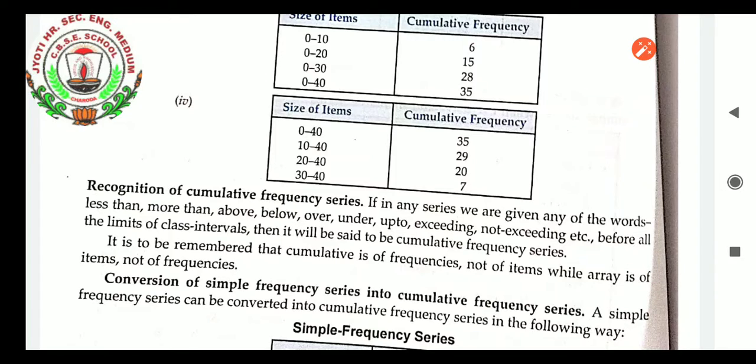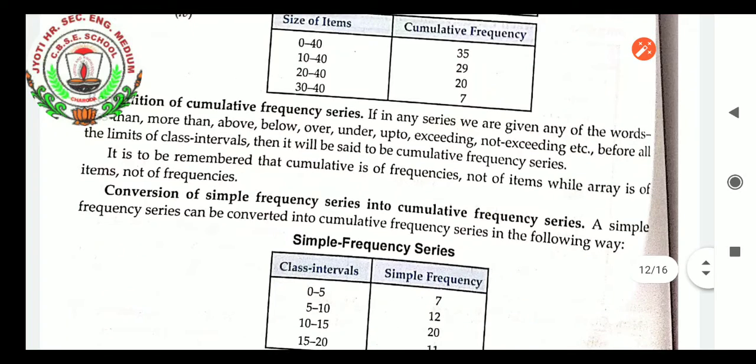Recognition of cumulative frequency series: as I showed in the various tabular data, if it is written more than or less than, you must understand it has cumulative frequency. If in any series we are given words like less than, more than, above, below, over, under, up to, exceeding, not exceeding, etc. with the limits of the class interval, then it is said to be a cumulative frequency series. It is to be remembered that there are cumulatives of frequencies, not of items, while there are arrays of items, not of frequencies.